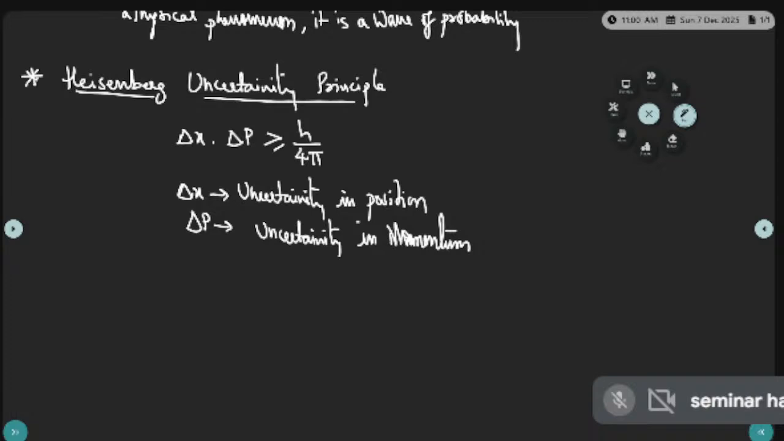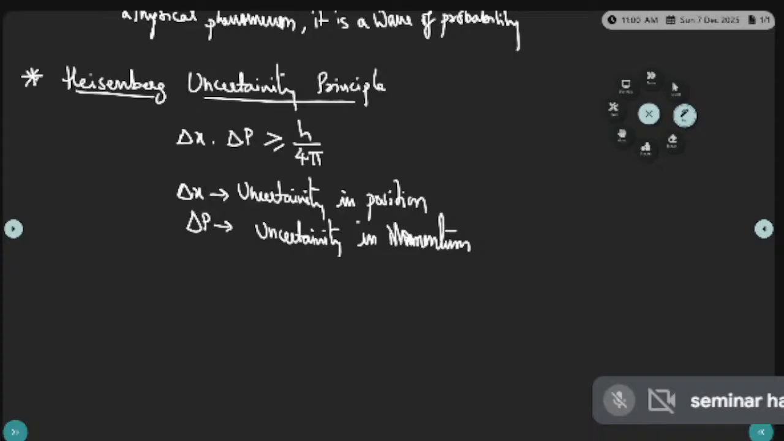What is this? Impossible to define two properties. What are those two properties? One is position, the other one is momentum, simultaneously. What is the meaning of simultaneously? Another word for it: at the same time.